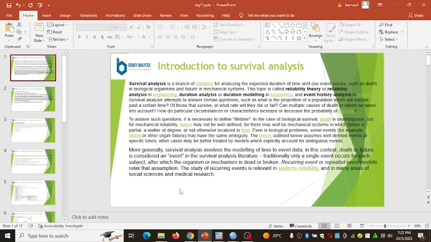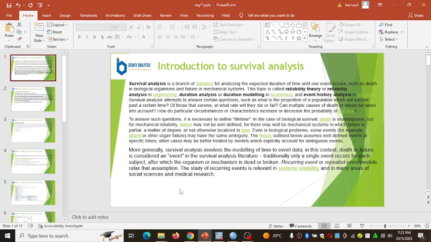Traditionally, only a single event occurs for each subject, after which the organism or mechanism is dead or broken. Recurring events or repeated event models relax that assumption. The study of recurring events is relevant in system reliability and in many areas of social science and mechanical research. So I'm sure up to that point you can tell what we mean by survival analysis.